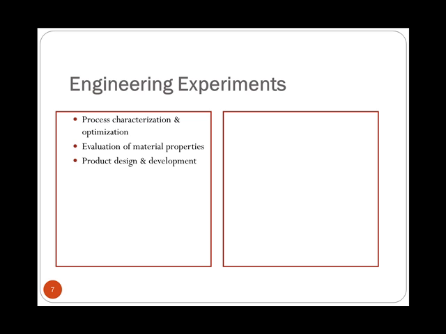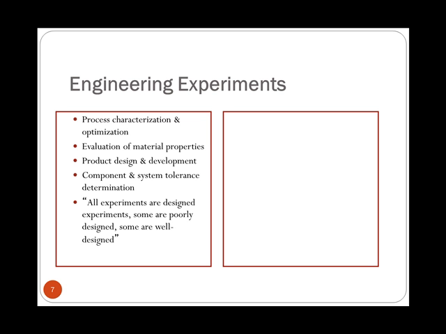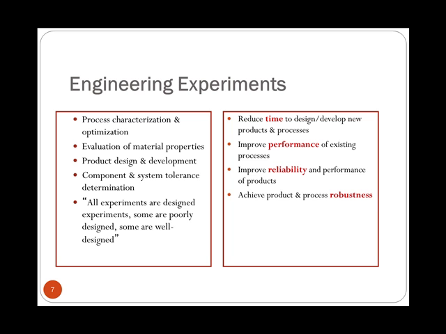Engineering experiments can be used for process characterization, optimization, evaluation of material properties, product design and development, component and system tolerance determination, and they are used to reduce time to design, to improve performance, to improve reliability, to achieve product and process robustness, and for evaluation of materials, design alternatives, setting component and system tolerances, etc.